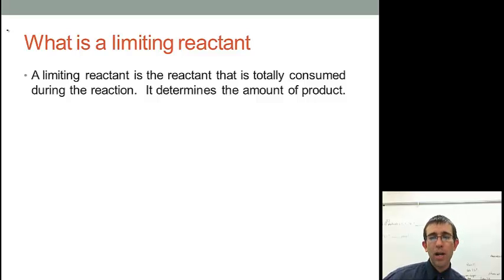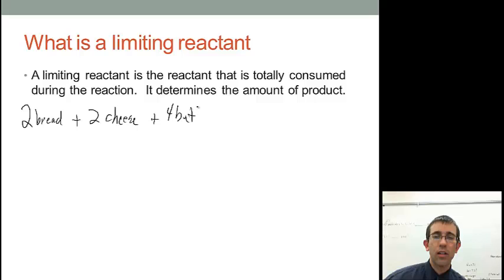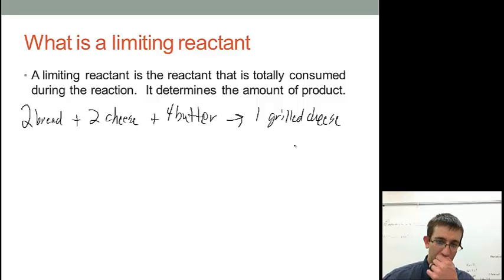Let's go back to the example I gave in the first video on this chapter about making grilled cheese sandwiches. We said we wanted to use 2 pieces of bread plus 2 pieces of cheese plus 4 squirts of butter. And I said when we did that, we'd make 1 grilled cheese sandwich. Now remember, reactants are on the left side of the equation. So when I say limiting reactant, I'm just talking about our reactants over here.